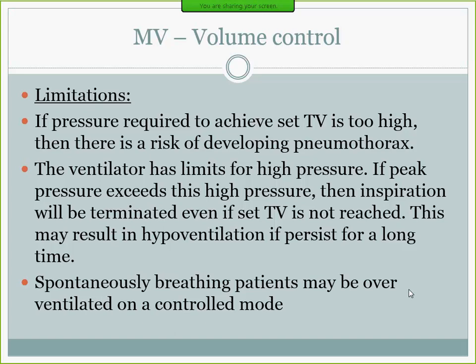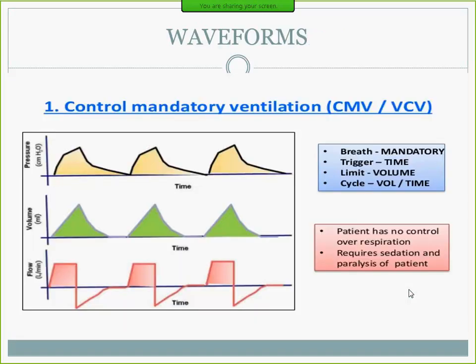Spontaneously breathing patients may be overventilated on a control mode because when you are controlling the tidal volume, every breath that patient takes has the same tidal volume. Our volume may not be that high, but sometimes if we set the volume very high, we can have too much minute ventilation for that particular patient's CO2 requirement. So this is what the graph looks like. This is basically volume control mode.